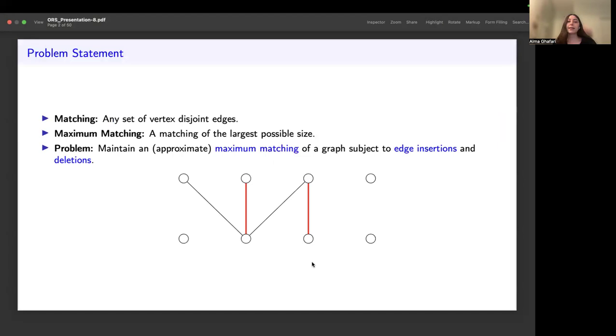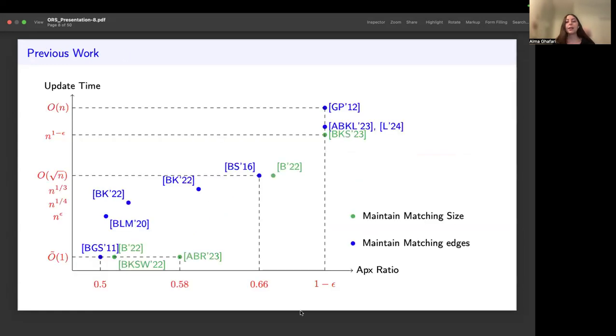A matching is any set of vertex-disjoint edges. A maximum matching is a matching of the largest possible size. Our problem is to maintain an approximate maximum matching of a graph that is subject to edge insertions and deletions. For example, here, we maintain the red edges. As some edges are inserted and deleted from the graph, we have to change our maintained edges in order to keep the approximation. Now let's take a look at the previous work.